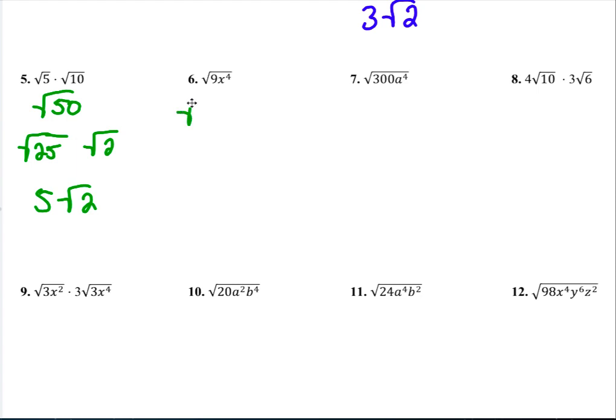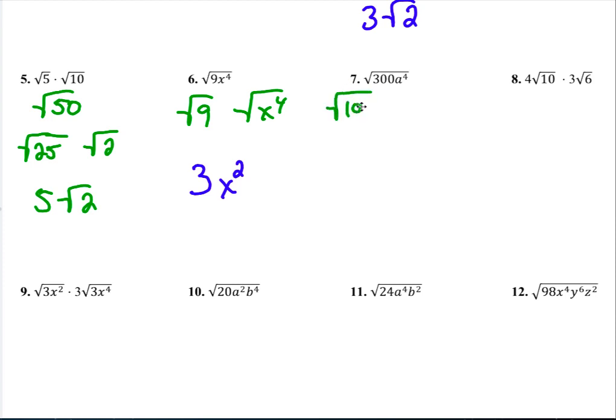Number 6, I get the square root of 9, that is a perfect square, and then the square root of x to the 4th. Square root of 9 is 3. The square root of x to the 4th is x to the 2nd. So for the variables, think of it as when you're finding the square root, you're dividing the exponent by 2. Okay? Because those exponents got added together to get to the 4, so it must have been a 2 and a 2 originally.